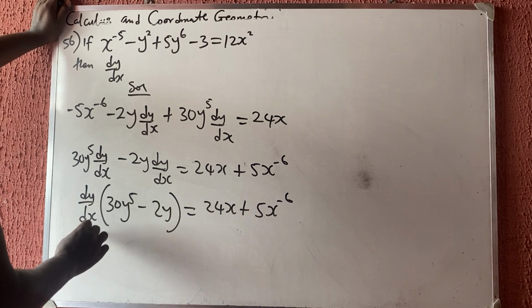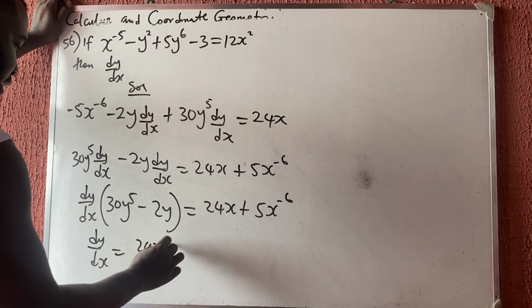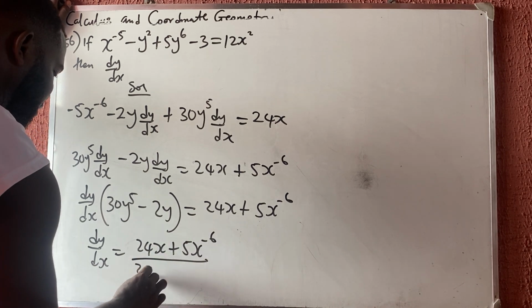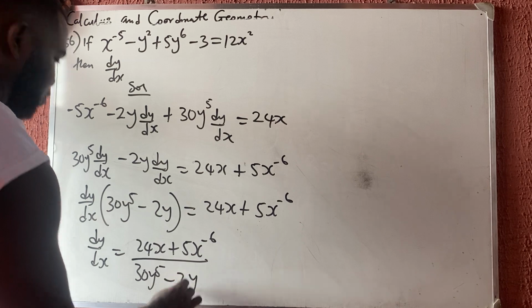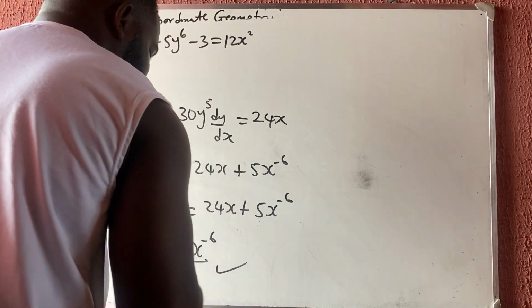So divide everybody by this to have that dy/dx is equal to (24x + 5x^(-6)) divided by (30y^5 - 2y). So that is the answer to that. We move to the next question, 57.